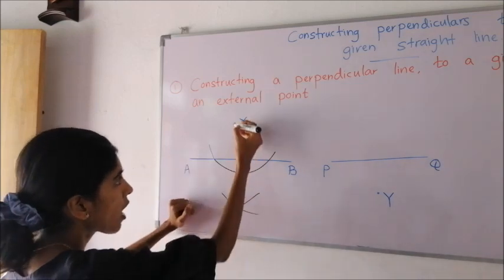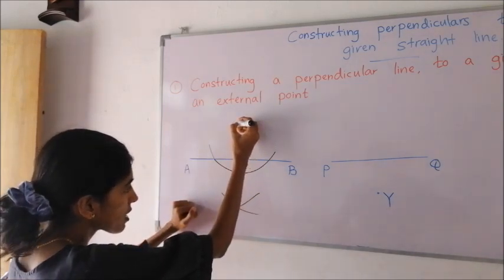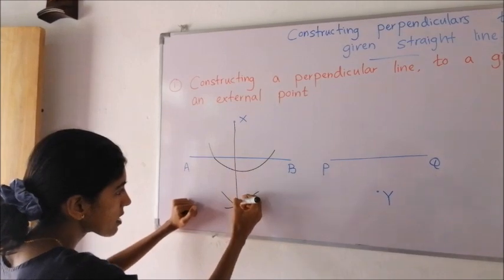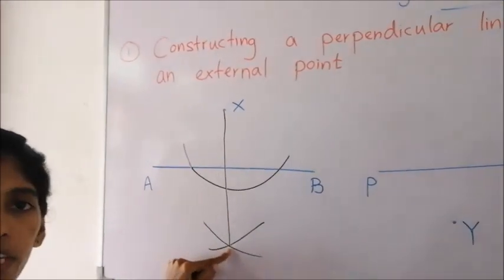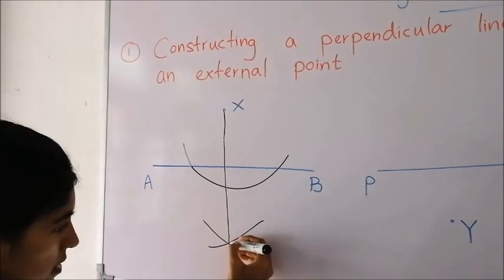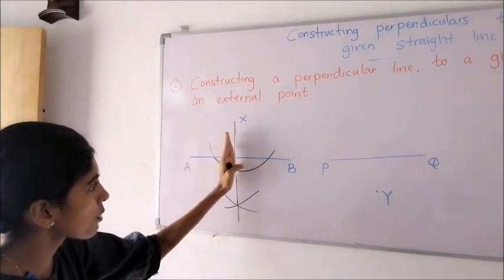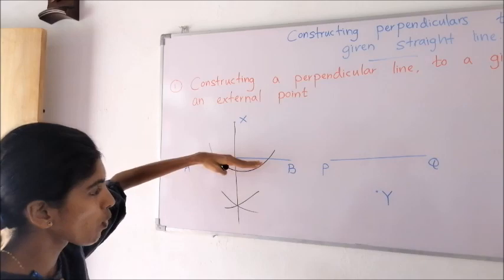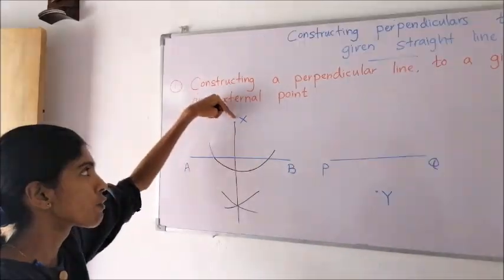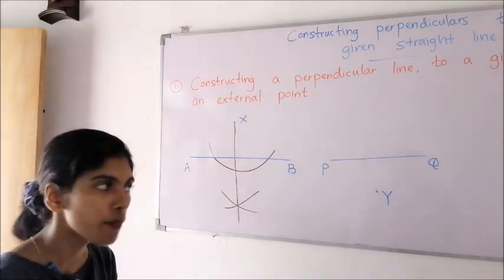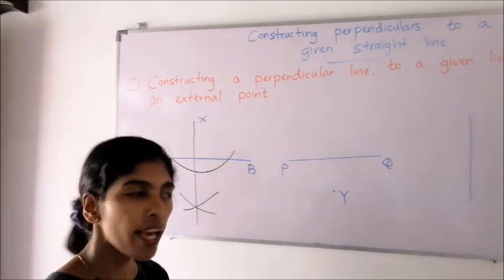Draw another arc. Now that external point and this newly intersecting point can be joined. More than this even you can produce, no problem. So this is the perpendicular which is drawn to AB straight line from this external point X. See, another example I have given you.